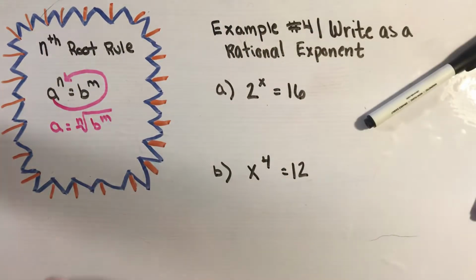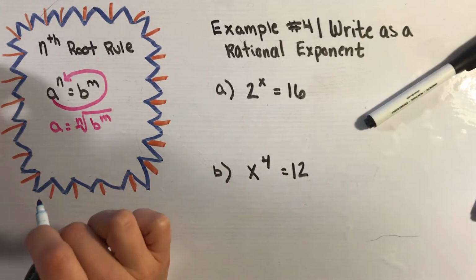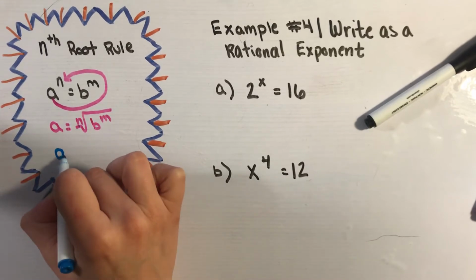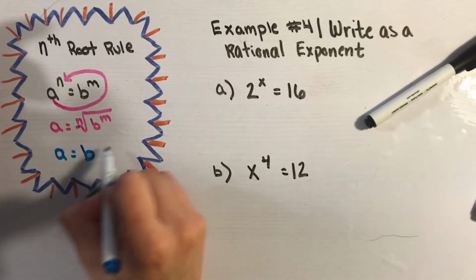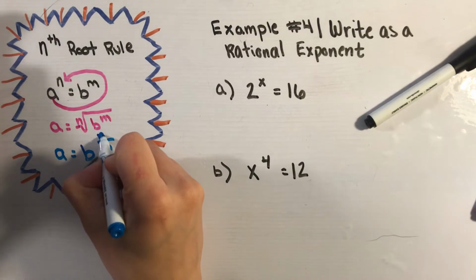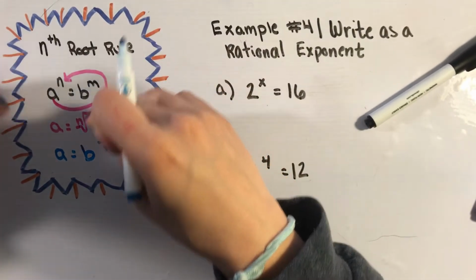The next step here is to take this and rewrite it. Okay, remember n is my root. So when I rewrite this as an exponent, n is my root. It goes on bottom and m goes on top. So we're just taking what we had before and rewriting it backwards.